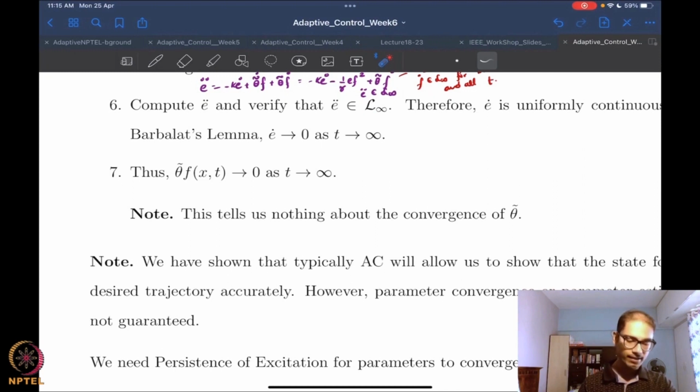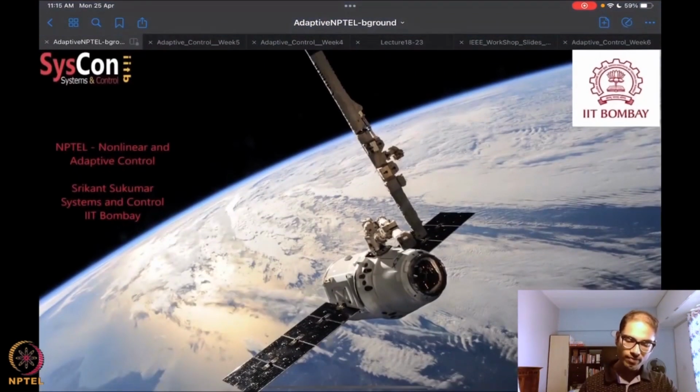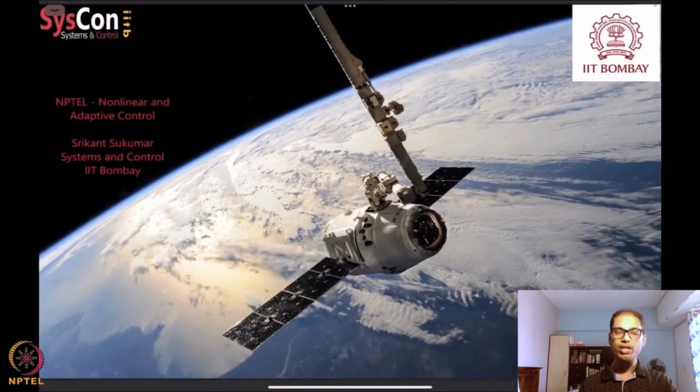Alright, excellent. So what did we look at today? We tried to complete our analysis for this first order scalar system, and we are at the end of this analysis. Essentially, we required the use of Barbalat's lemma and signal chasing in order to complete this analysis. And what we are able to show is that in spite of a parameter error, the tracking error goes to 0. So therefore we can do exact tracking.